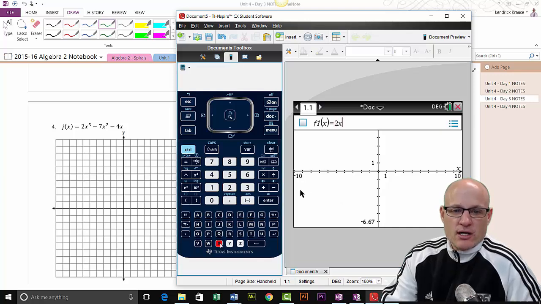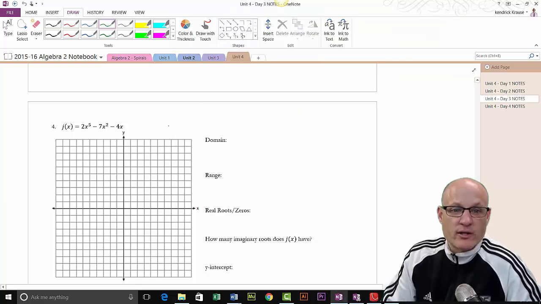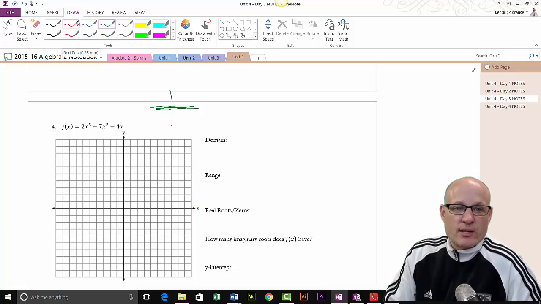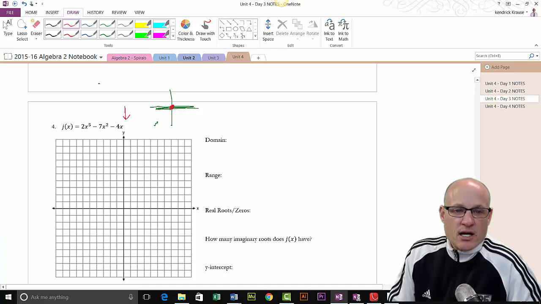So let's graph this. 2x raised to the 5th. Now, wait a second. Before I even graph this, let's think about if we can figure out what this is going to look like. If I had to sketch this, it said sketch. Well, a couple things I know. I know that it's going to have a y-intercept of the origin, and you should be able to tell me why. That's because there's no constant at the end. I also should know that it's going to have some kind of wiggle and go up, because it's odd and it's positive, it's going to go up.